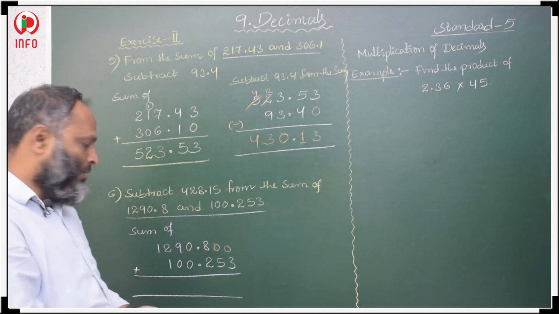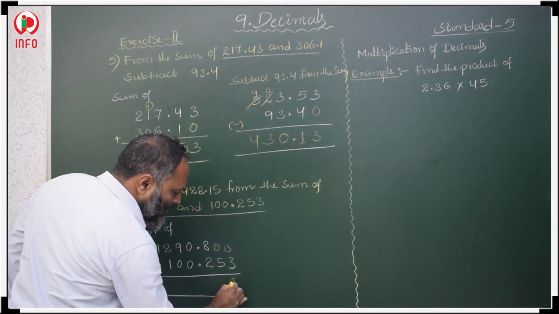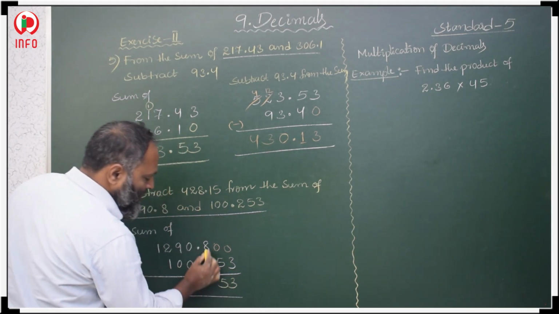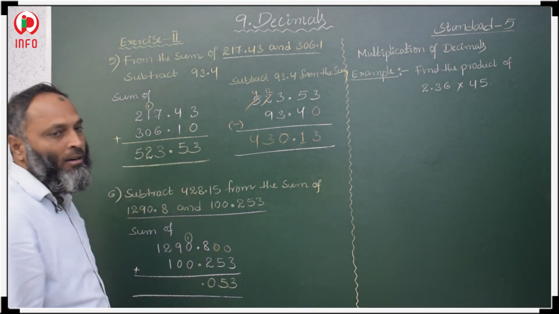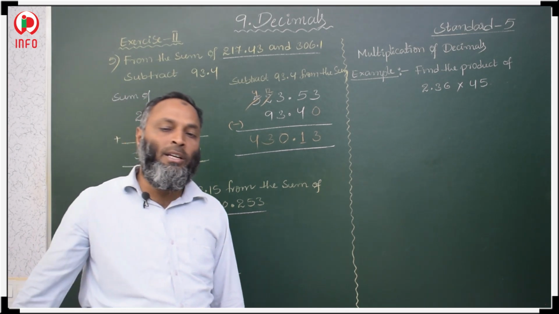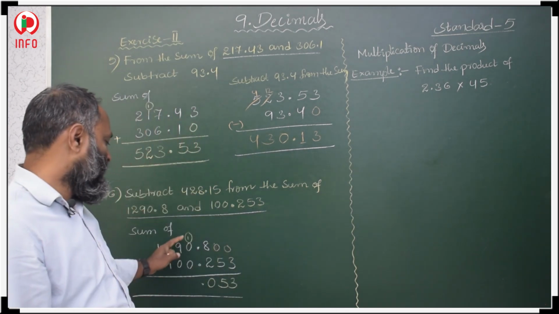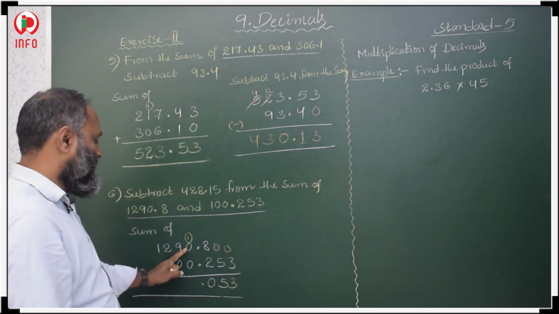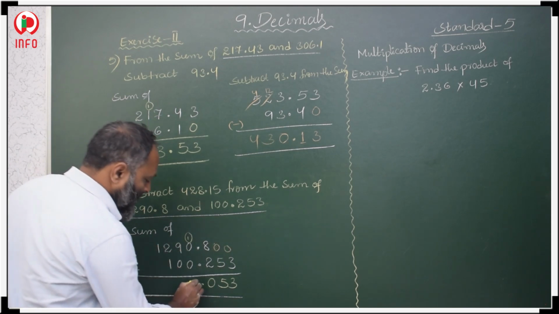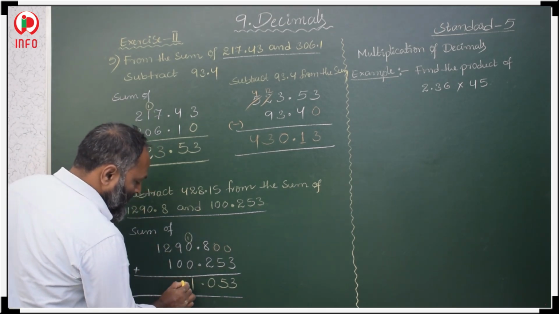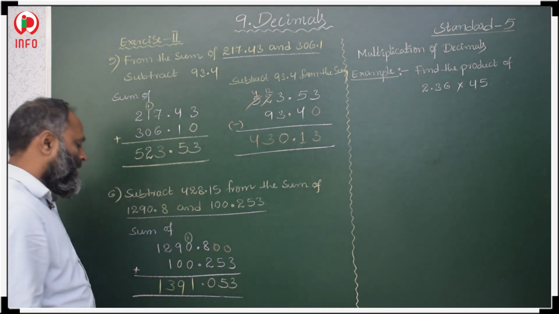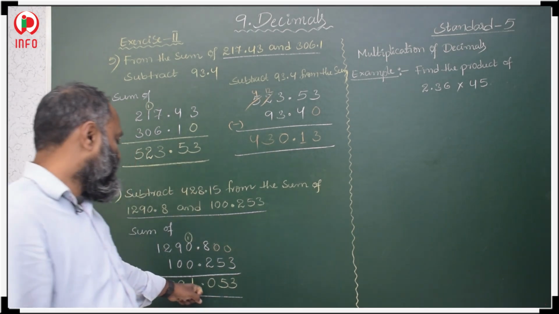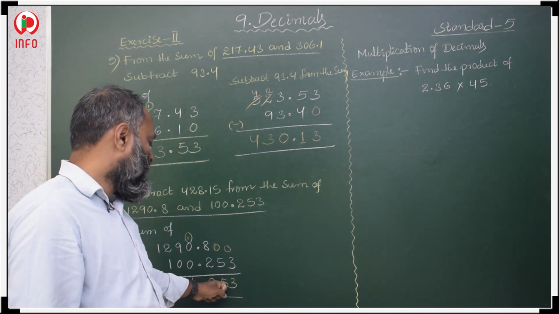Now add. 0 plus 3 is 3, 0 plus 5, 5, 8 plus 2, 10, 10 means 0 here and 1. Take carry over on 10's place, okay? Okay students. Now after that 1 plus 0, 1. Then 9 plus 0, 9. 2 plus 1, 3 and 1. 1391.053.